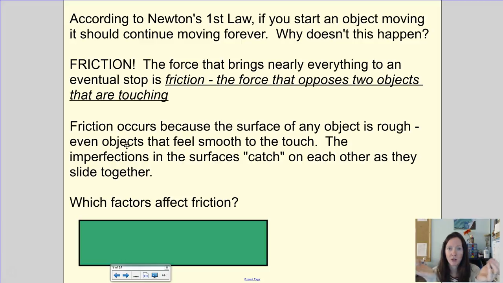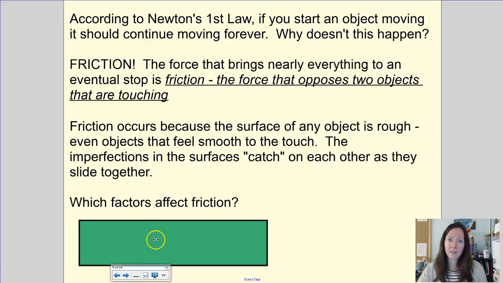Now, friction occurs because the surface of an object is not perfect. So you always have some amount of resistance. Even things that feel smooth, like the surface of your desk, have little imperfections on it. So when you rub against it, the imperfections in both surfaces catch and cause the object to slow down. Now, the fewer imperfections, the less friction you have. So things like ice have less friction than a gravelly road.